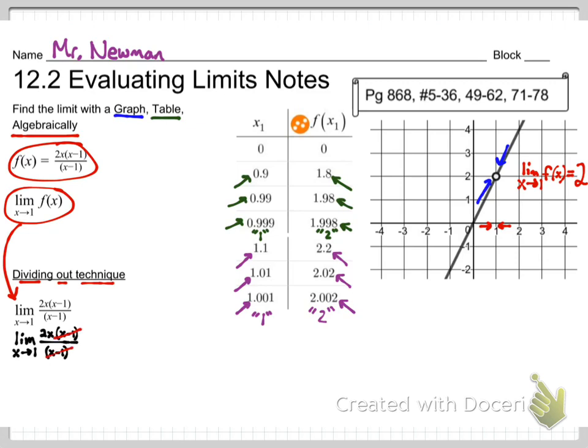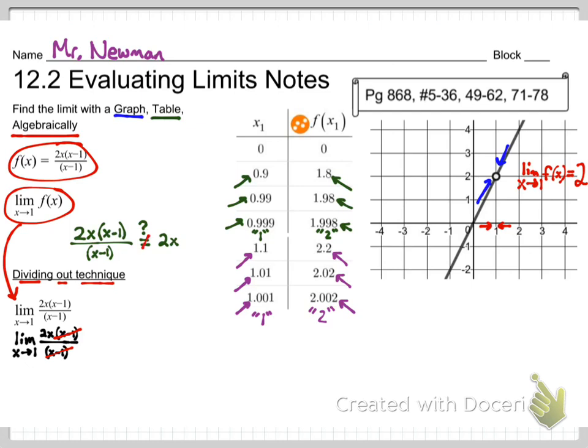Notice x minus 1 is on top and on the bottom. And so when we're within a limit, we can actually divide those out. Now, a quick word of caution. I wanted to point something out to you guys. Are these two functions equal? Is 2x times (x minus 1) divided by (x minus 1) equal to 2x?